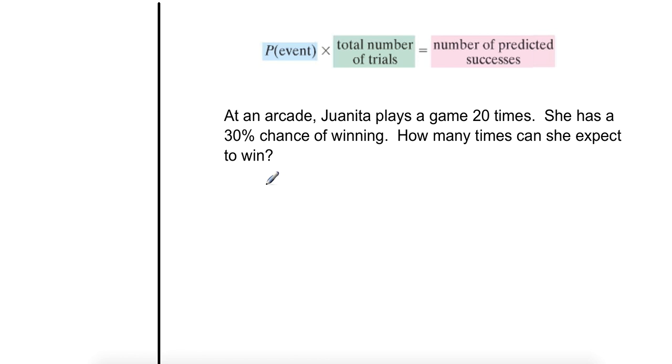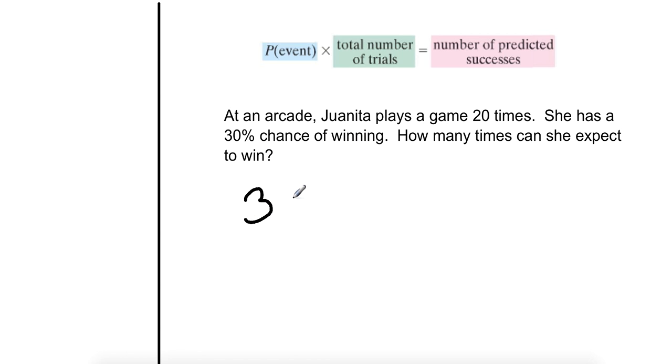Last one, I want you to stop the video now and I want you to try it and then turn the video back on to see how you did. At an arcade, Juanita plays a game 20 times. She has a 30% chance of winning. How many times can she expect to win?